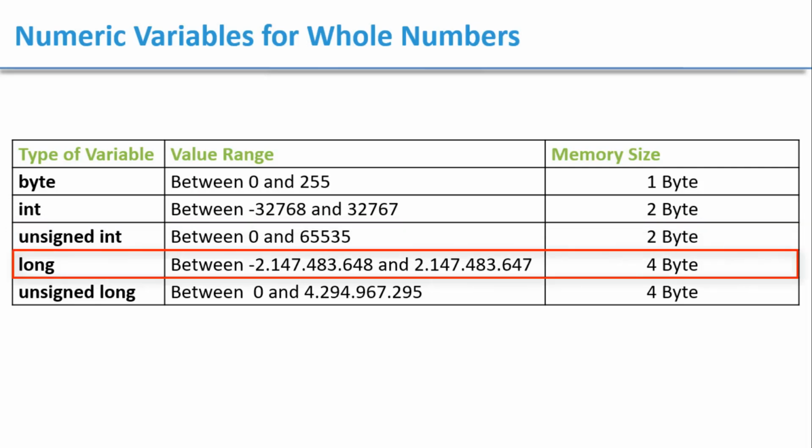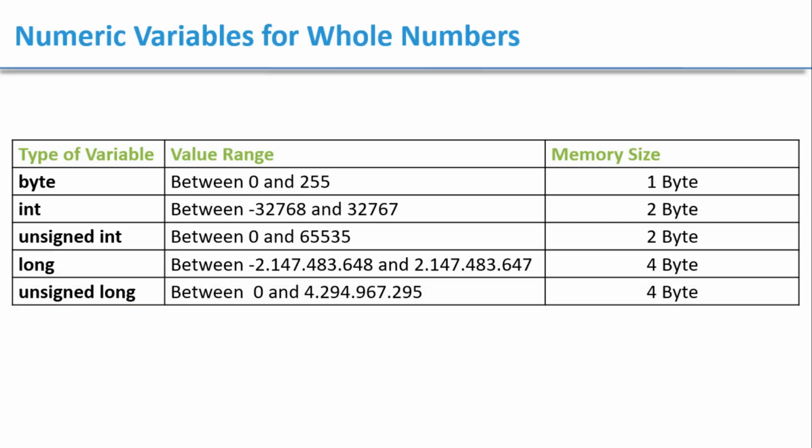The long variable type can store integer values between -2 billion and +2 billion, occupying 4 bytes of memory. The addition of the unsigned keyword before the long type eliminates negative values, enabling storage of positive integers within the range of 0 to 4 billion and using 4 bytes of memory.